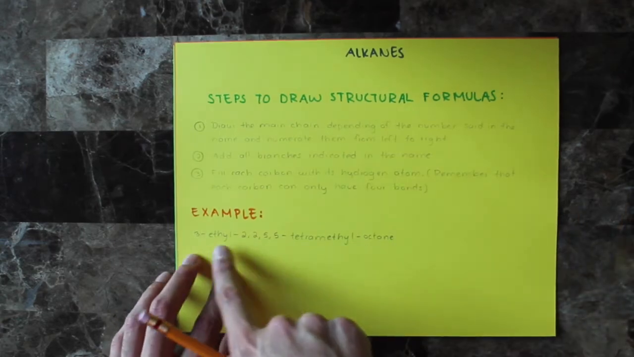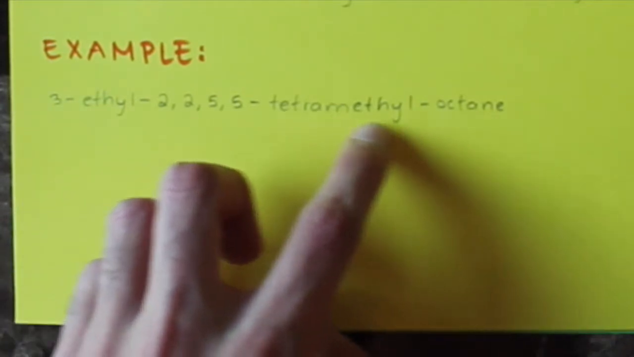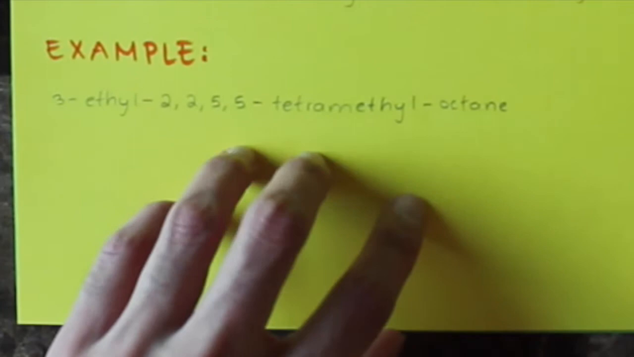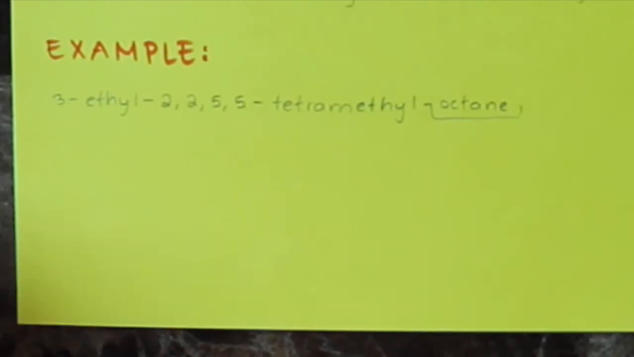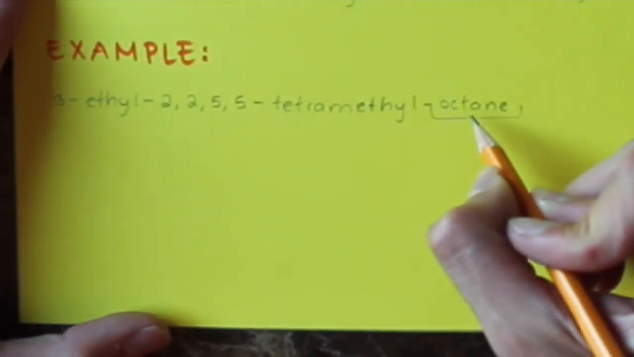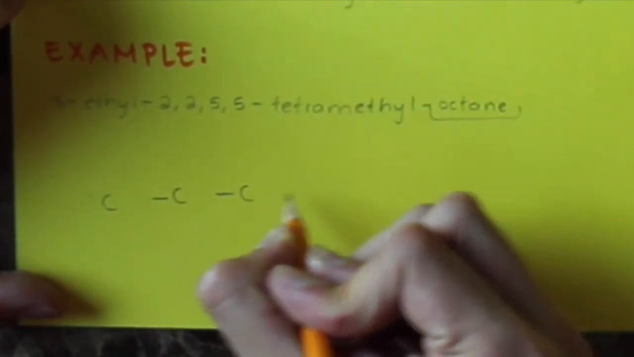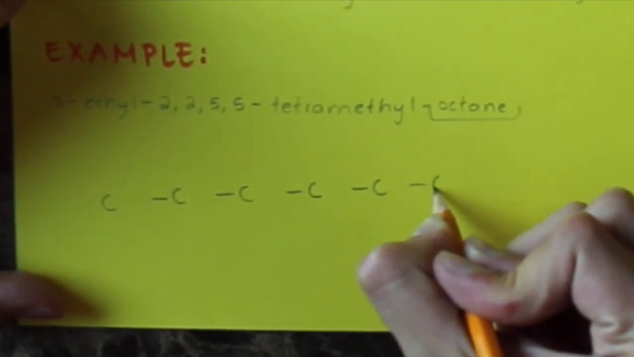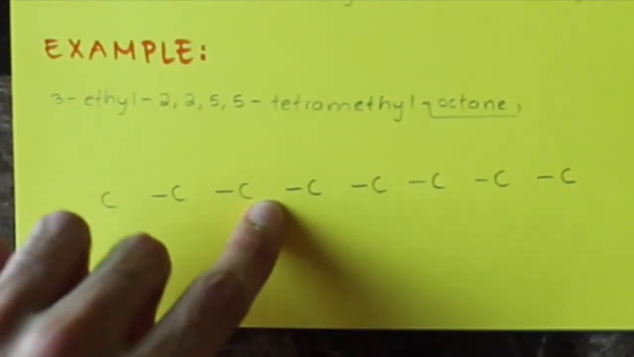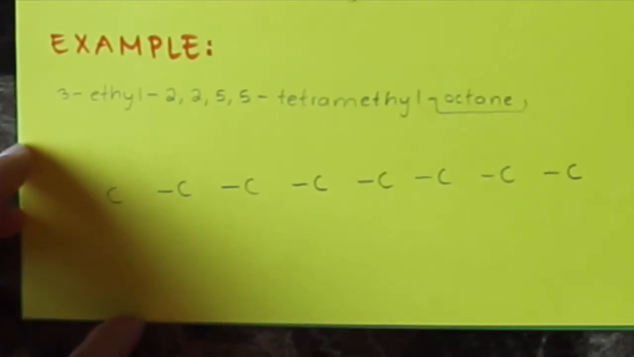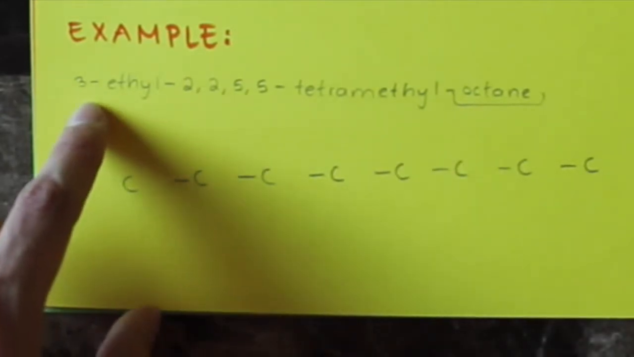So I have here an example that says 3-ethyl 2,2,5,5 tetramethyl octane. So we start from taking octane, that is the name of our longest chain. So we have to write 8 carbons because of the prefix oct. Remember to leave some space between the carbons to put the hydrogen atoms. Then we have to start with our branches.